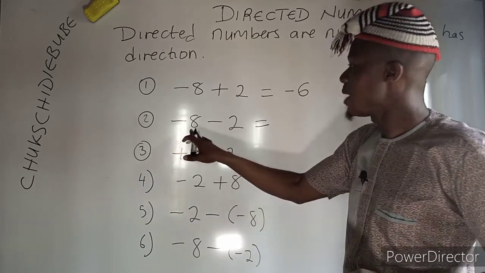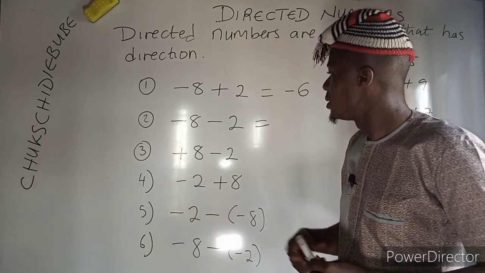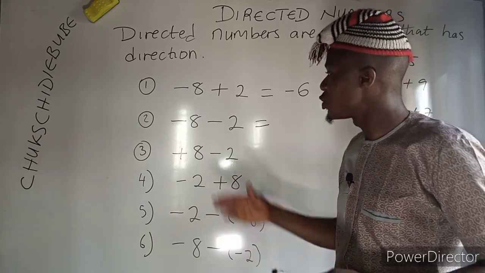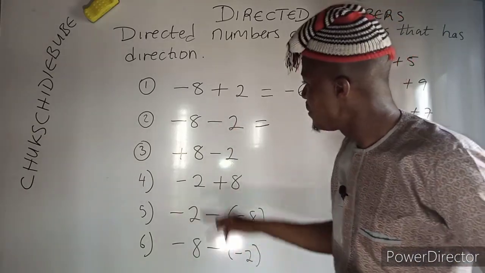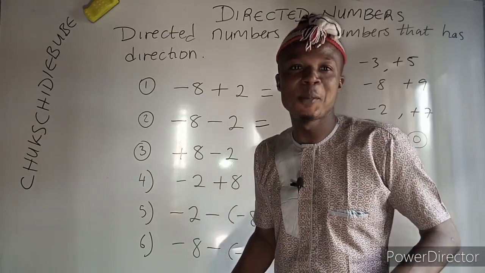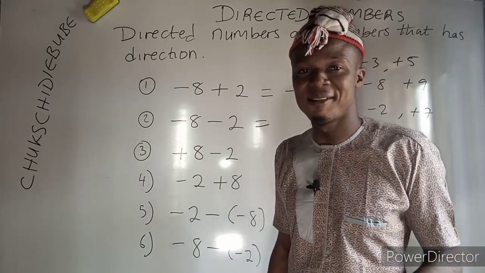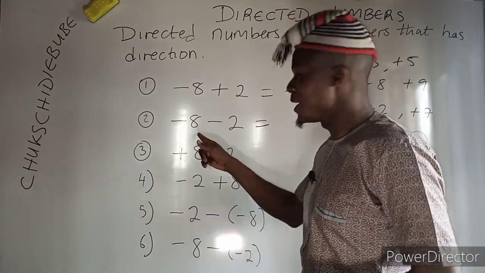Also here, when you have minus 8 minus 2, this time around there are two negative signs, meaning that you don't even have anything at all. Maybe you borrowed from Mr. A, and when you don't pay someone you are owing, you can't borrow from that person again because the person will disagree.